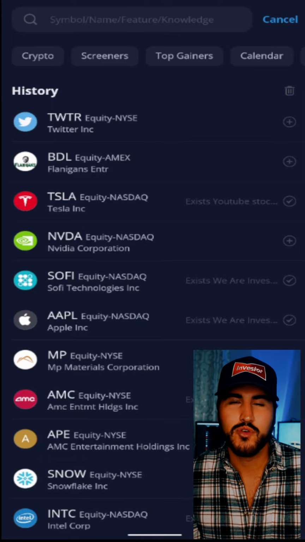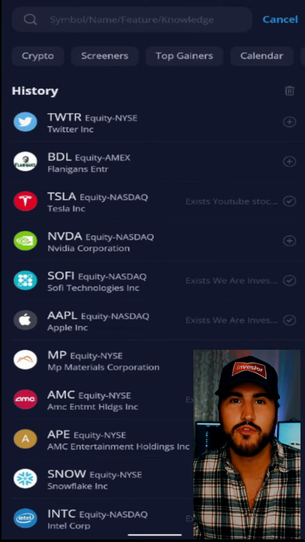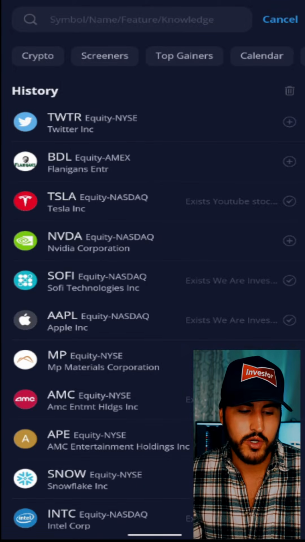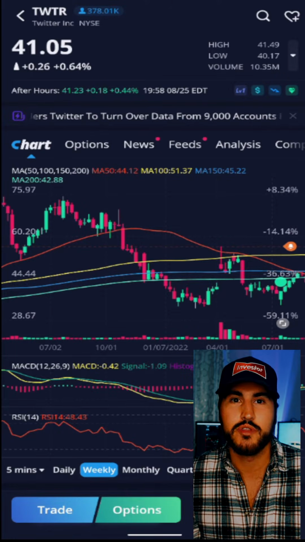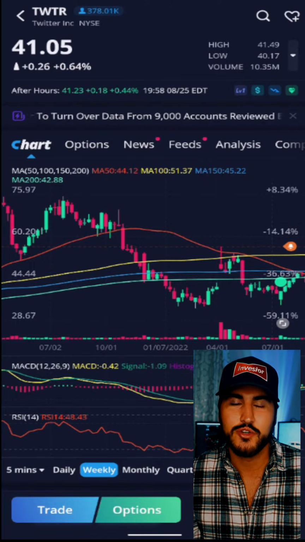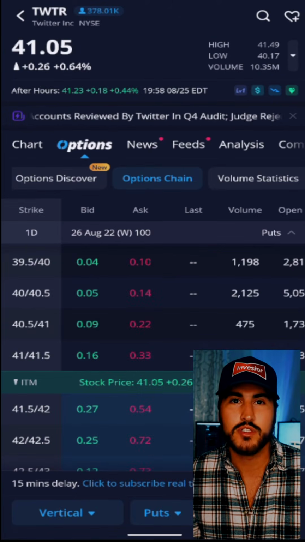Once you find yourself on the Webull application, the first thing you're going to want to do is look for a stock. In our case, we're going to use Twitter for the example. So we'll click on Twitter, or we will type in the ticker symbol, and then we're going to see this screen with the chart. The next thing you need to do is click on the options tab, which is right next to the chart tab. So we click on that, and this is what's going to show up.